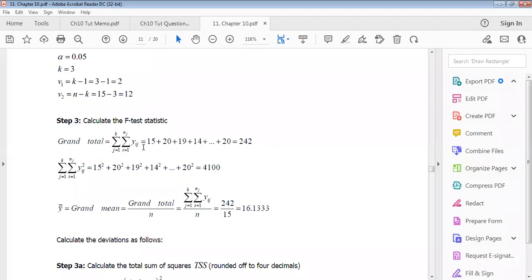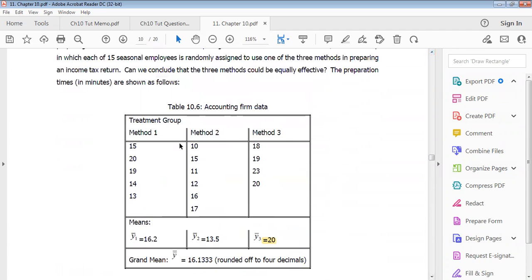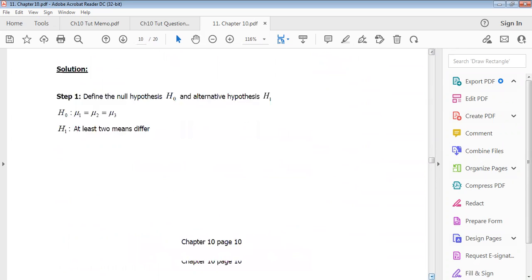The grand mean is calculated by finding the grand total. What we did on that Excel sheet is just add all the values and divide by the total number. They added the whole values, method 1, method 2, and so on, and divided by 15. Okay, that's your grand total.